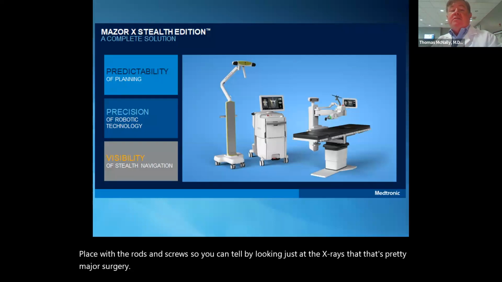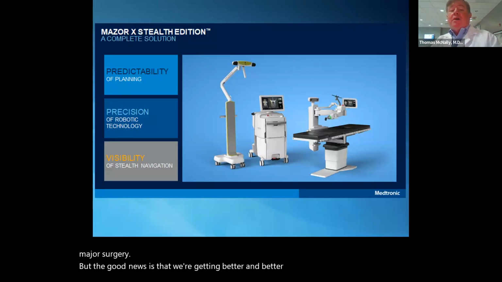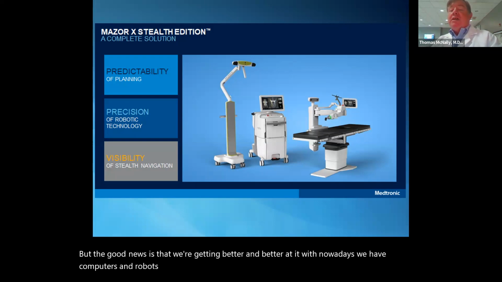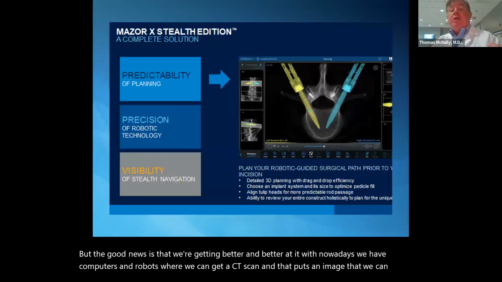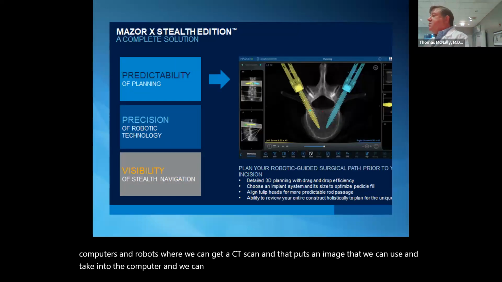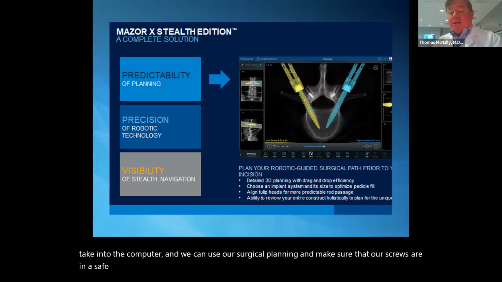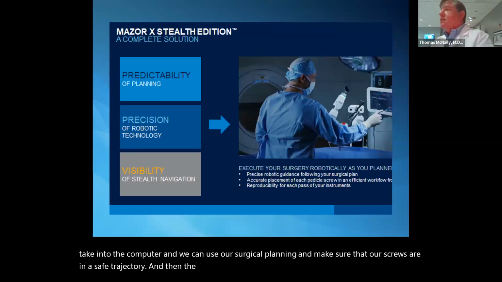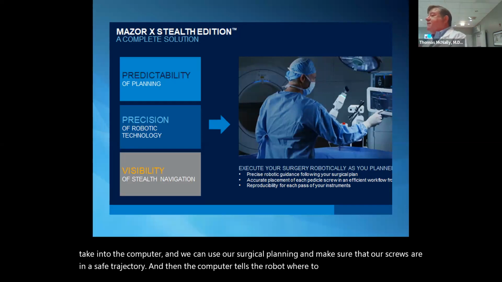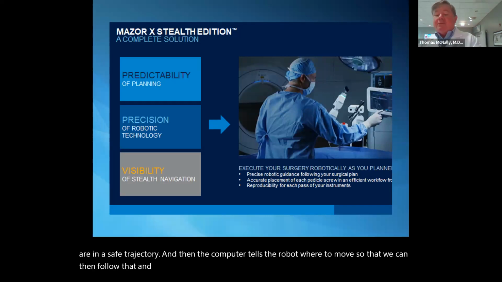But the good news is that we're getting better and better at it. Nowadays we have computers and robots where we can get a CT scan and that puts an image that we can take into the computer, and we can use our surgical planning and make sure that our screws are in a safe trajectory. And then the computer tells the robot where to move so that we can follow that and put in screws safely.